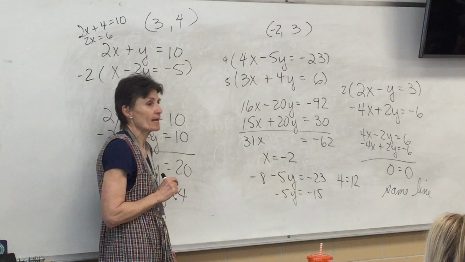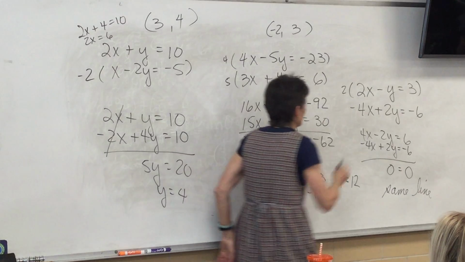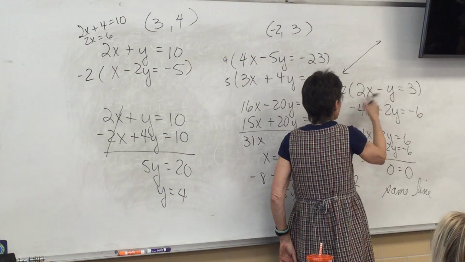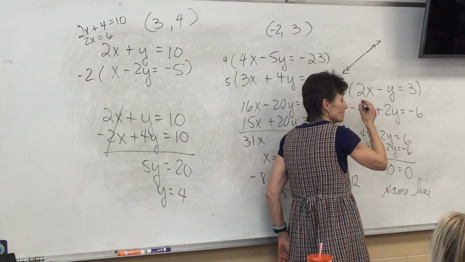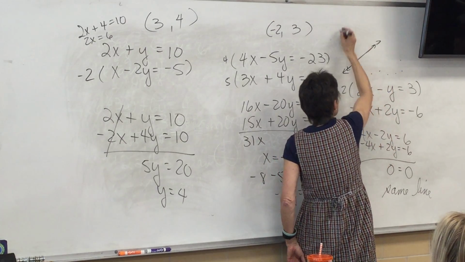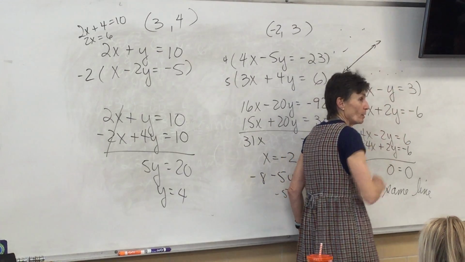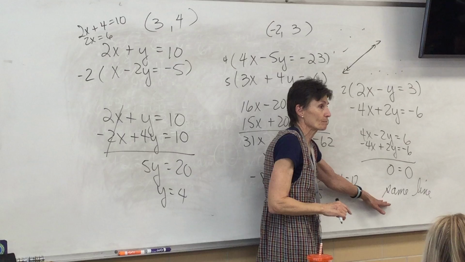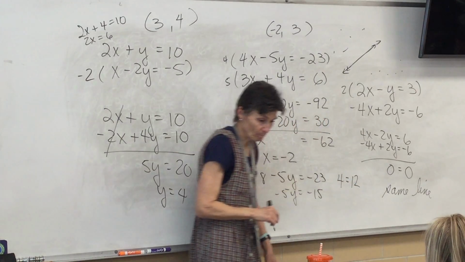What you can't say is all real numbers, because it isn't all real numbers. The solution set, if that's one line, and the other one is right on top of it, this isn't a solution. These aren't solutions. So it's not all real numbers. It's just the points on that line. See the difference? Okay. Perfect.